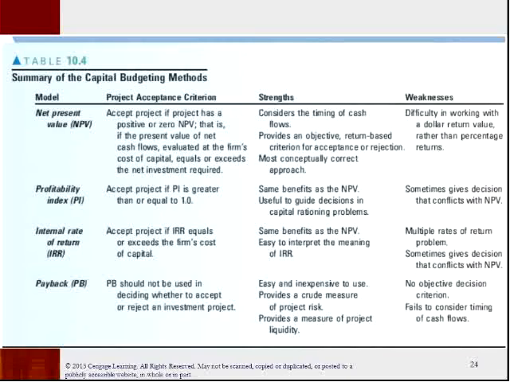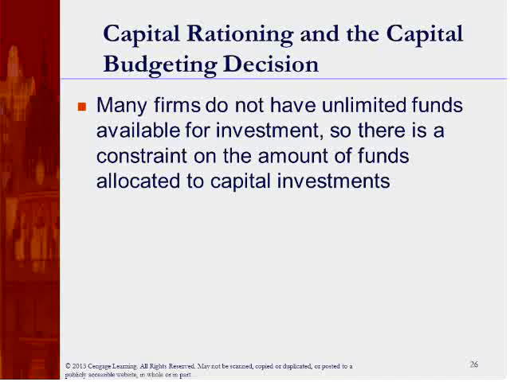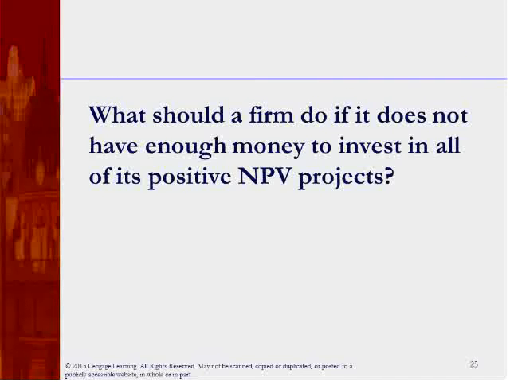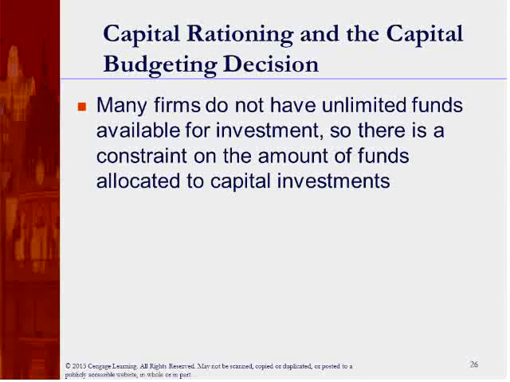Well, you can read these. Let me talk a little about this. Many firms do not have unlimited funds available for investment. Actually, there is one slide I missed. What should a firm do if it does not have enough money to invest in all its positive NPV projects? You can do what Warren Buffett does. Ask other companies, do you have any projects that are available? Many firms do not have unlimited funds available for investment, so there is a constraint on the amount of funds allocated to capital investments.